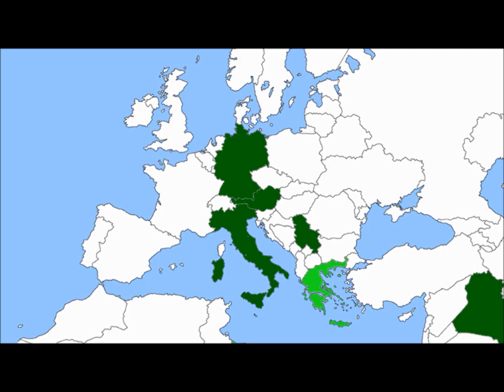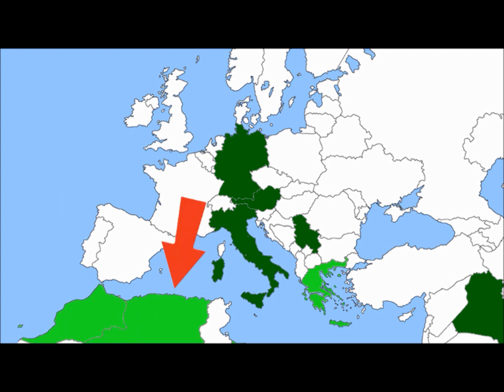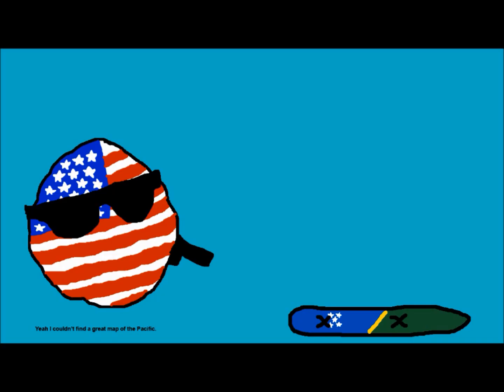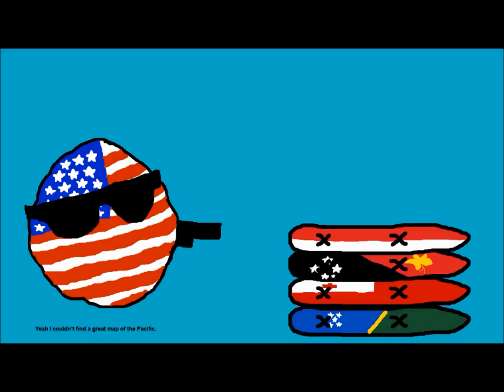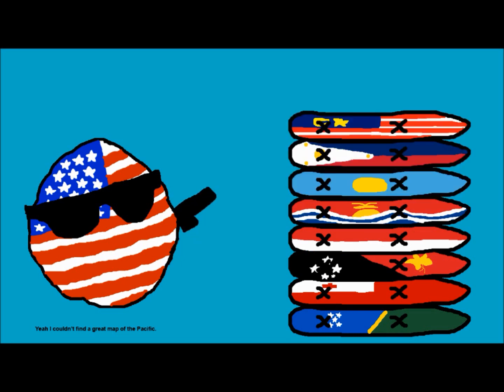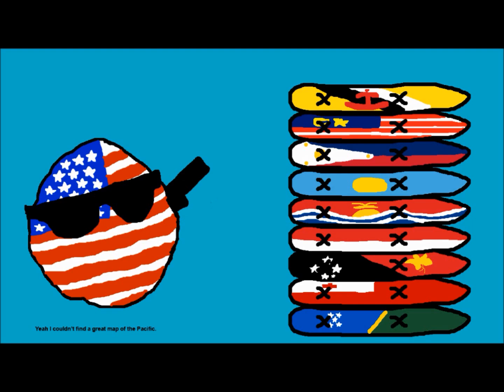During World War II, the United States invaded Morocco, Algeria, Tunisia, Slovenia, Luxembourg, the Netherlands, Belgium, and Denmark while under Nazi rule, and the Solomon Islands, Tonga, Papua New Guinea, Indonesia, Kiribati, Palau, the Philippines, Malaysia, and Brunei while under Japanese rule.